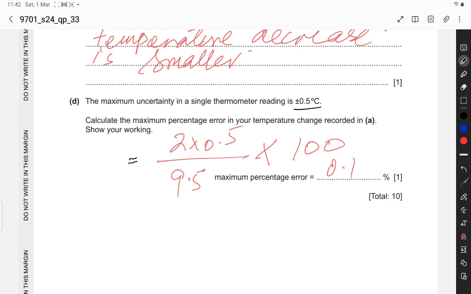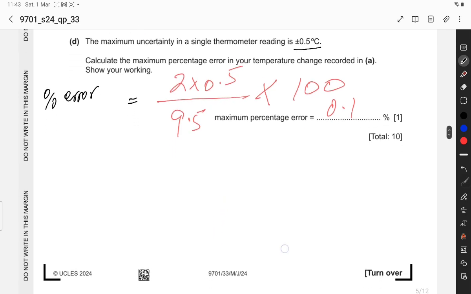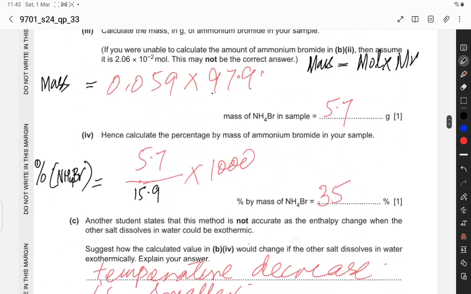So this is into 100. This is the maximum percentage error, and this is calculated because we are using the thermometer two times to record the initial and final reading. So 2 into 0.5 divided by 9.5 into 100, so the maximum percentage error is 0.1%. So hope you understand this question.